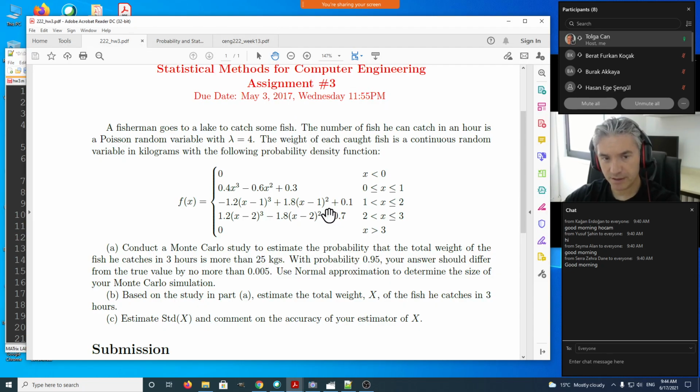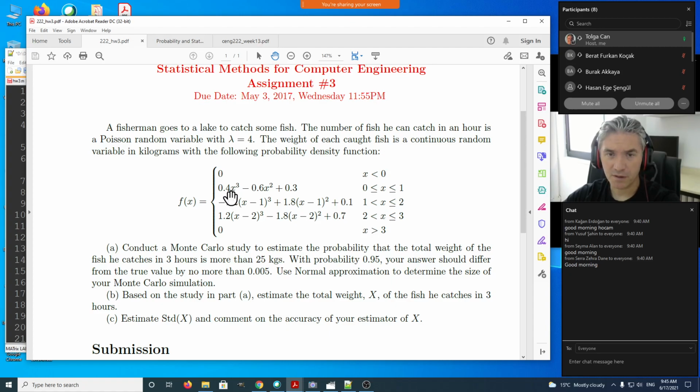We have a complicated situation in this problem where there are multiple random variables, like the number of fish caught in 3 hours. That number is something random. The fisherman may catch 10 fish, 12 fish, 15 fish, so we don't know, but that's a random variable. And each fish weighs differently, and the weight of the fish is given by this probability density function, which is a piecewise polynomial.